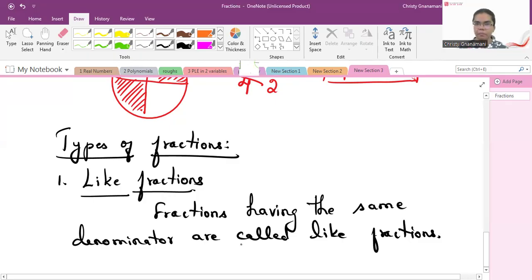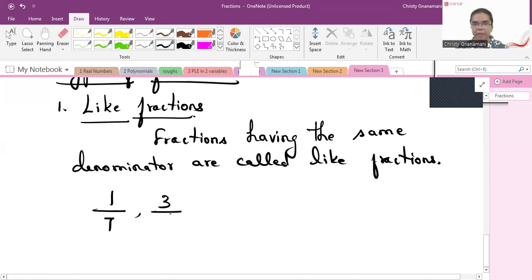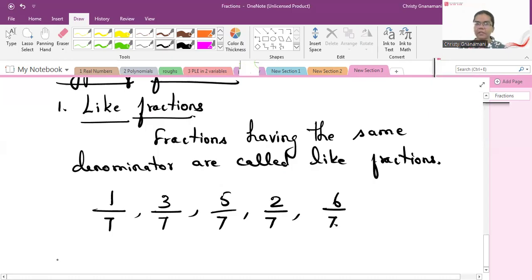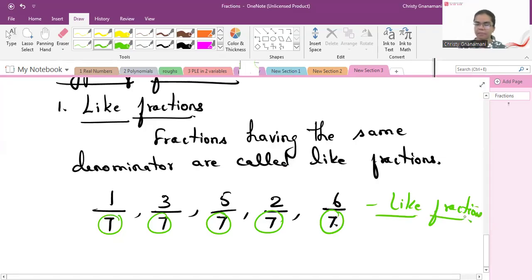So these are 1/7, 3/7, 6/7. You see here? Look at all of these fractions. They have the same denominator, 7. So they are called like fractions. This is the first type of fractions, which is like fractions.